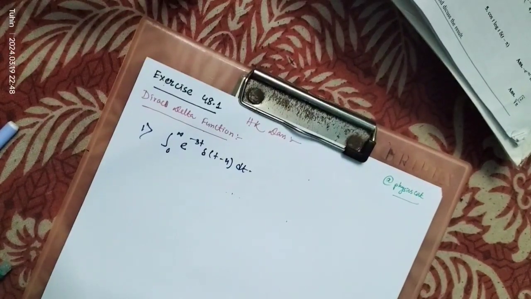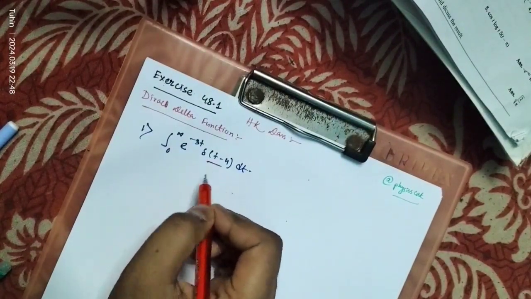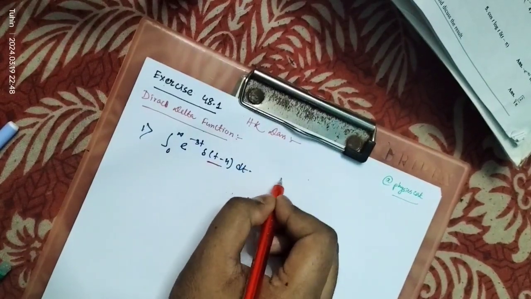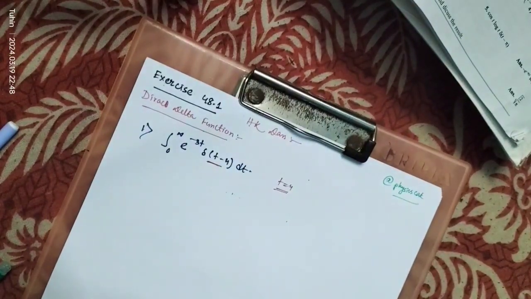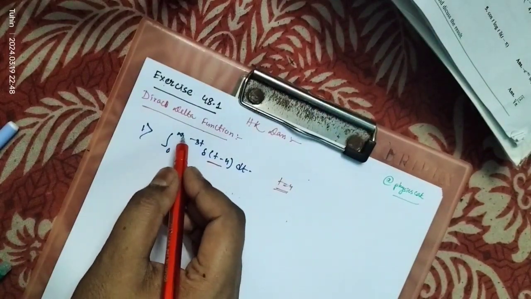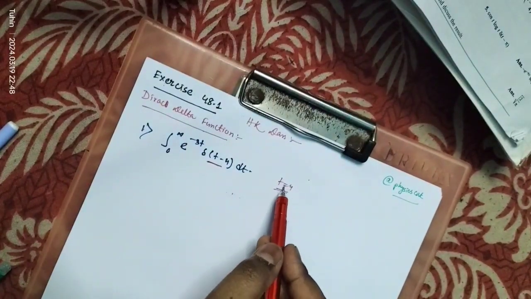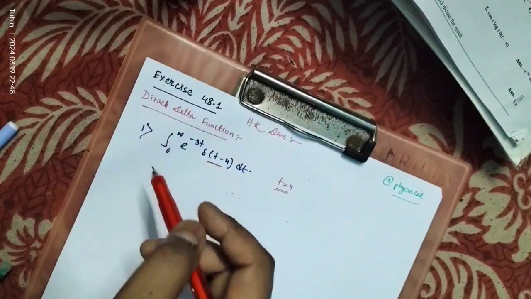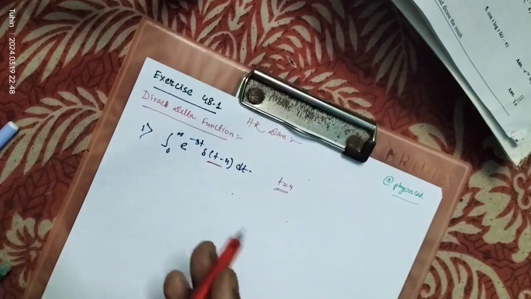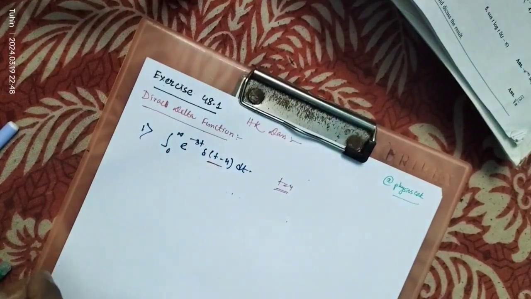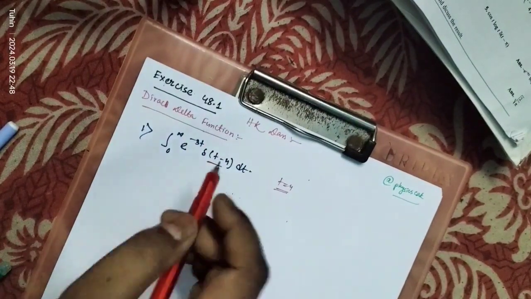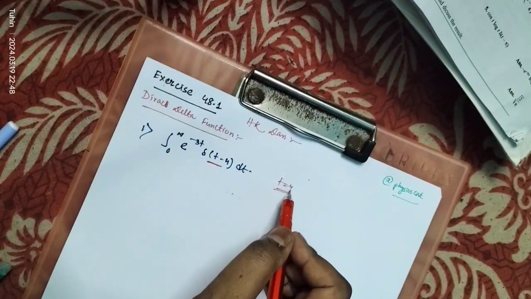So for solving this, you need to know two things. Here you can see delta of t minus 4, so t equal to 4. Check the limit: here it is 0 to infinity. If t equal to 4, then it is within the limit, so the delta function exists. Otherwise, this total integration will be 0. So as usual, t equal to 4.